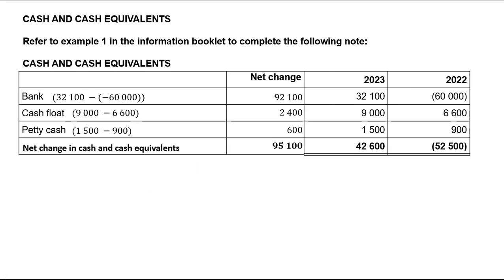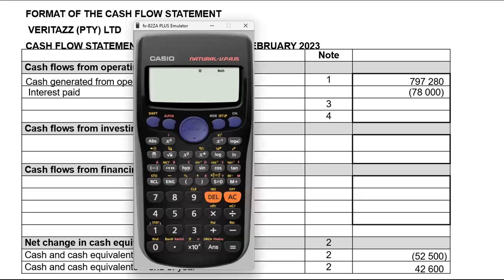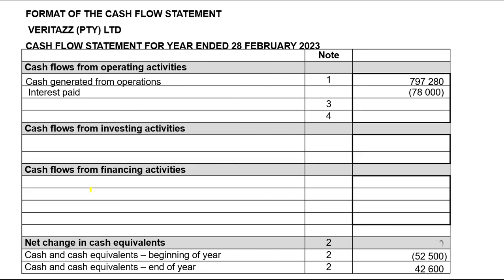It will be right there at the bottom. And when you write it there, you will start with the balance at the beginning of the year. It was negative 52,500. Remember that the balance at the end of the year was 42,600. So you will take 42,600 minus negative 52,500. So our cash movement, which is our net change in cash and cash equivalents, will be positive 95,100, which makes sense, right?